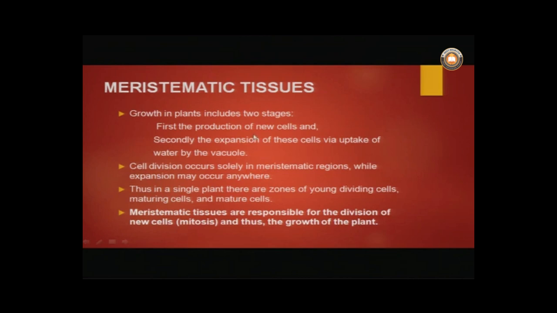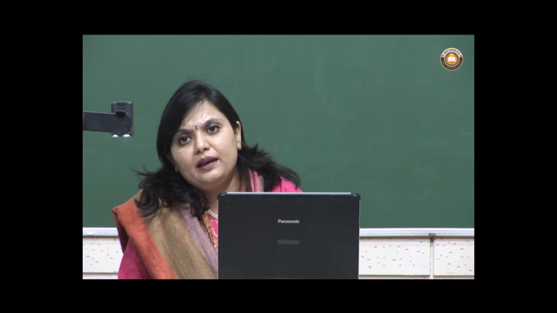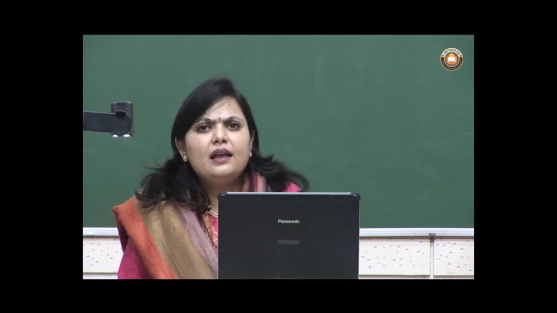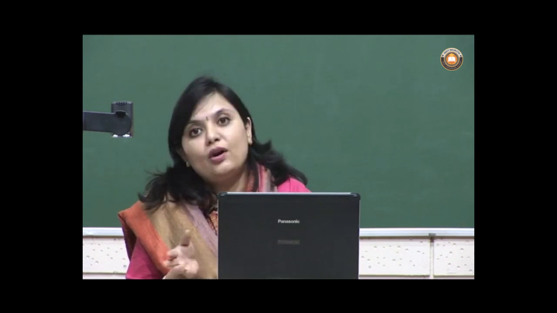So, coming back, the meristematic tissues are responsible for the division of new cells by mitosis and thus they are responsible for the growth of the plant. So, we all know that plants have indeterminate growth, that is the plants have the ability to keep on growing throughout their life, while the animals do not have this property, they have determinate growth. Can you think why nature has given the property of indeterminate growth to plants only and not to the animals?